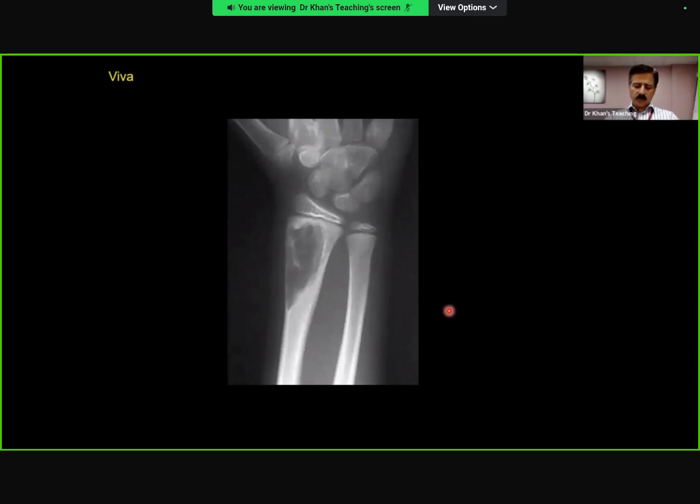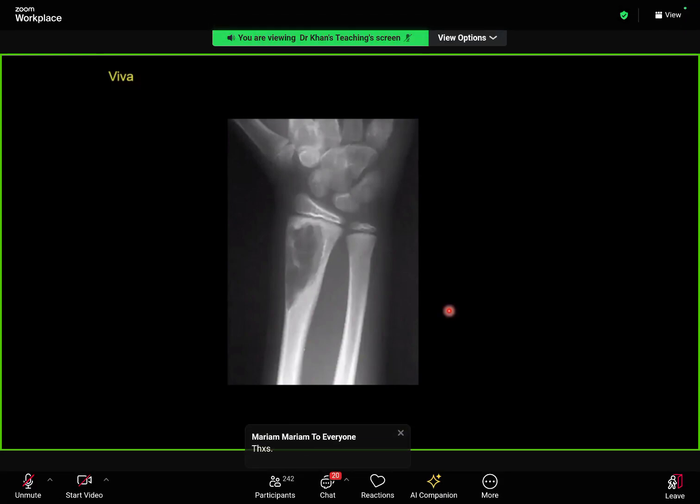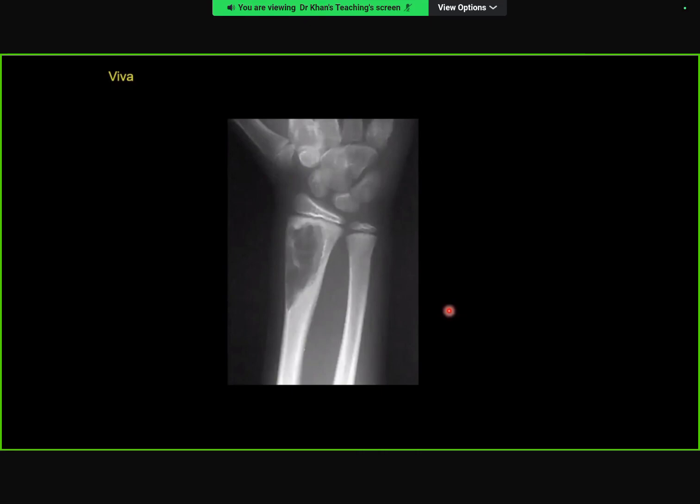So go back to your diagram. You know that diagram which I showed you? What comes to your mind? Eccentric, metaphyseal? Eccentric also includes non-ossifying fibromas and... Non-ossifying fibroma classically will not go till the epiphysis. They will be more metadiaphyseal or even diaphyseal. This is an aneurysmal bone cyst, but it is not aneurysmally dilated till now, and that is why your mind did not go into it.